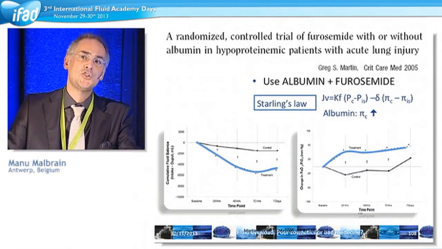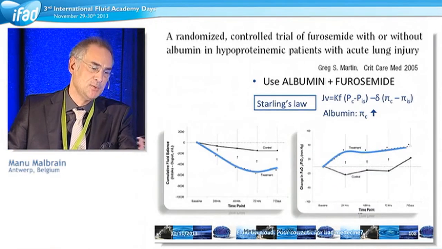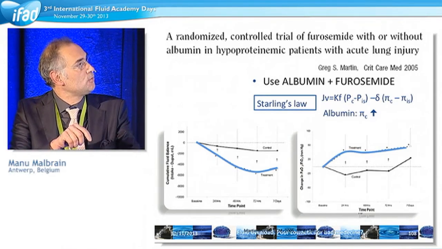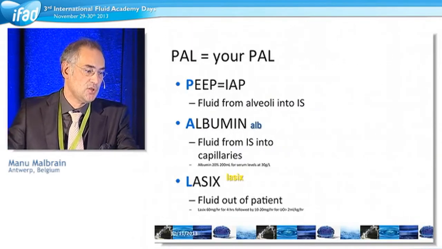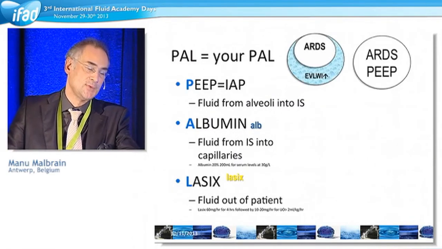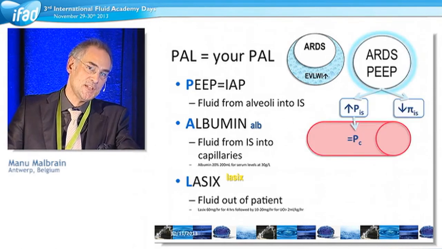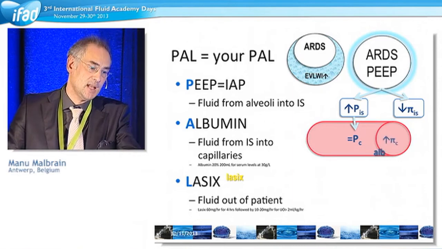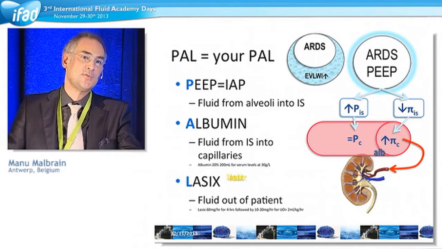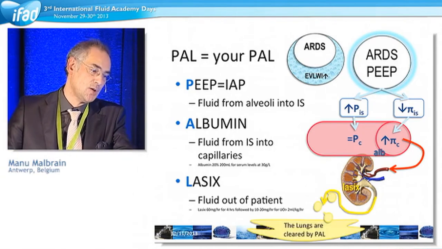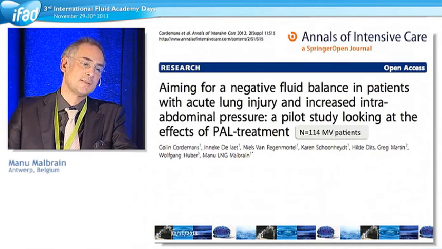Greg Martin showed that the use of albumin with furosemide is able to limit cumulative fluid balance and to improve oxygenation. So that's the reason why we thought that if you would combine a positive end-expiratory pressure to squeeze the fluids out of the alveoli, by adding hyperoncotic albumin, we may attract some fluids from the interstitium, and by putting in the furosemide, we may clear the water out of the lungs into the vessels and out of the patient.